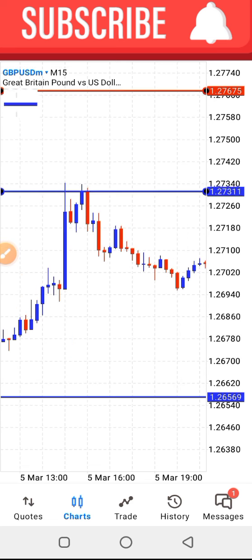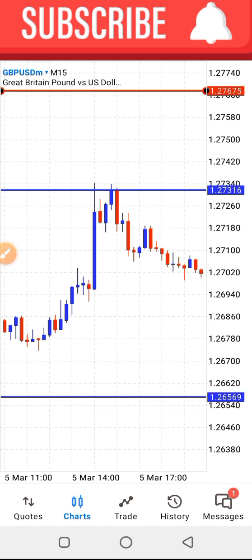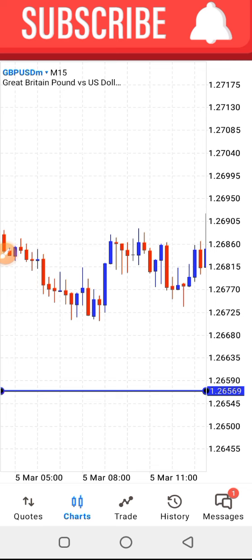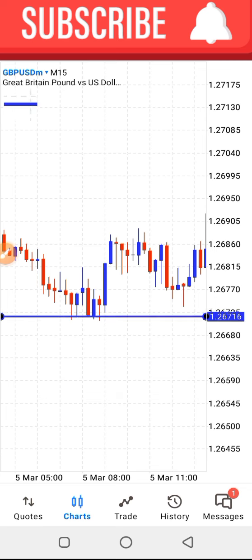Okay, so this is the high of Tuesday, the highest point Tuesday got to. Remember, we don't use the week, we use the body. So I've placed a horizontal line on the highest level price got to on Tuesday. So where's the lowest level price got to on Tuesday? I think it's right here.